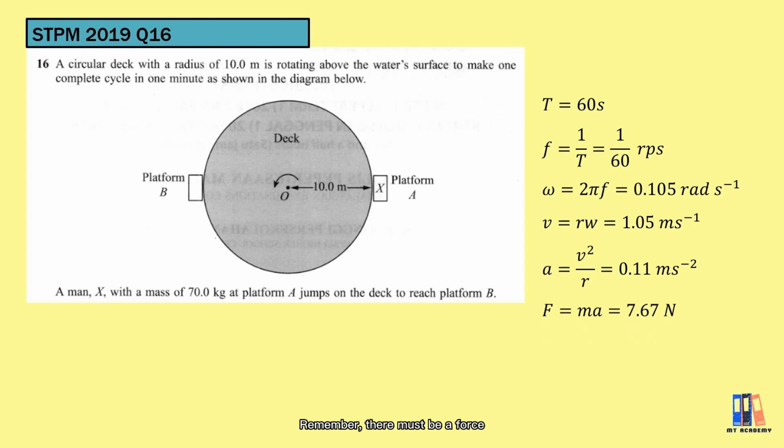So remember, there must be a force which is the cause of circular motion, and it is toward the center of the circular path. Here, F will be the frictional force between the deck and the man X who is standing on it. Without the friction, the man will slip and drop into the water when the deck is rotating.